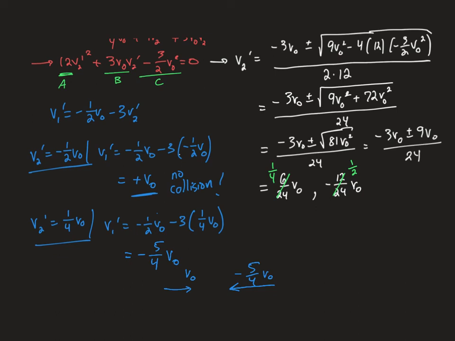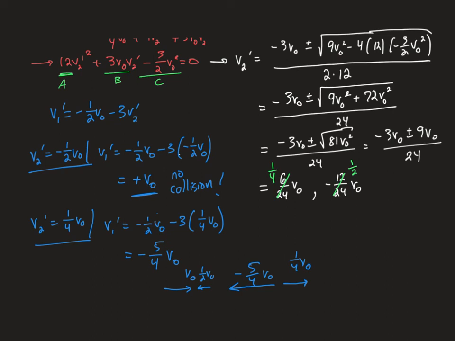And of course, what's happening in that case is that initially this larger mass was going 1/2, but now that larger mass is actually traveling in the positive direction with 1/4 v naught. So it's slowed down in speed, of course, but it's going in a different direction. It's changed direction because of the collision.